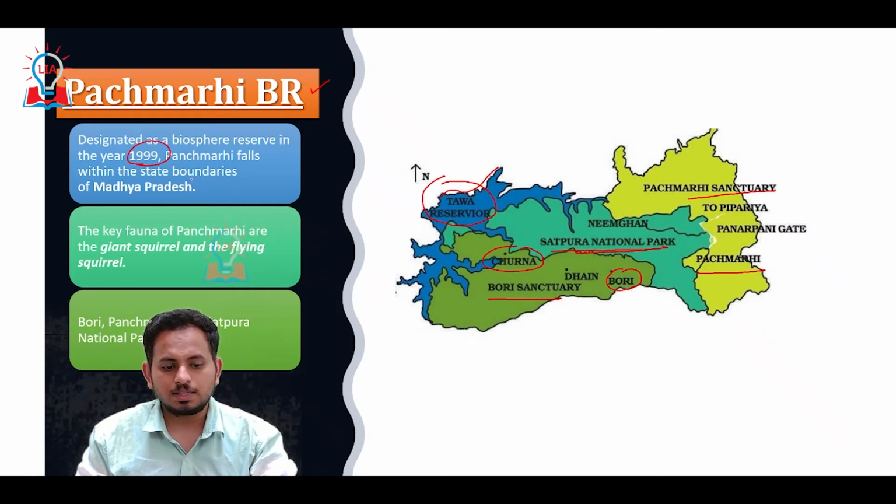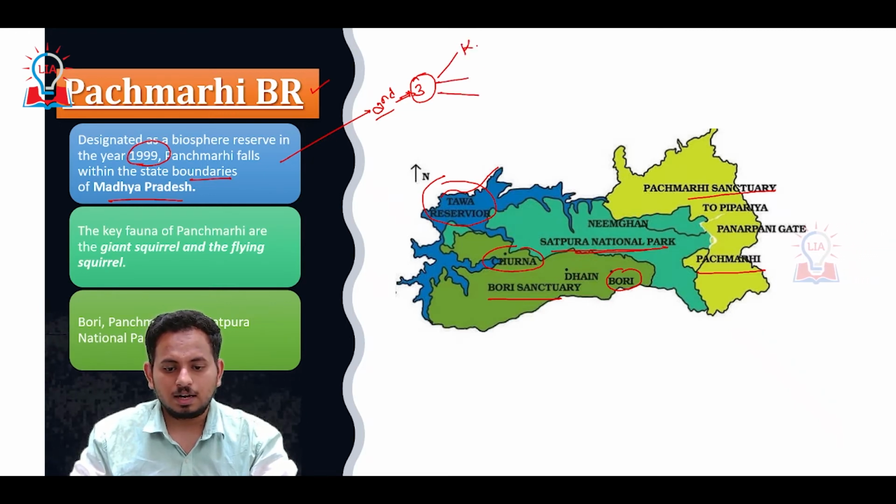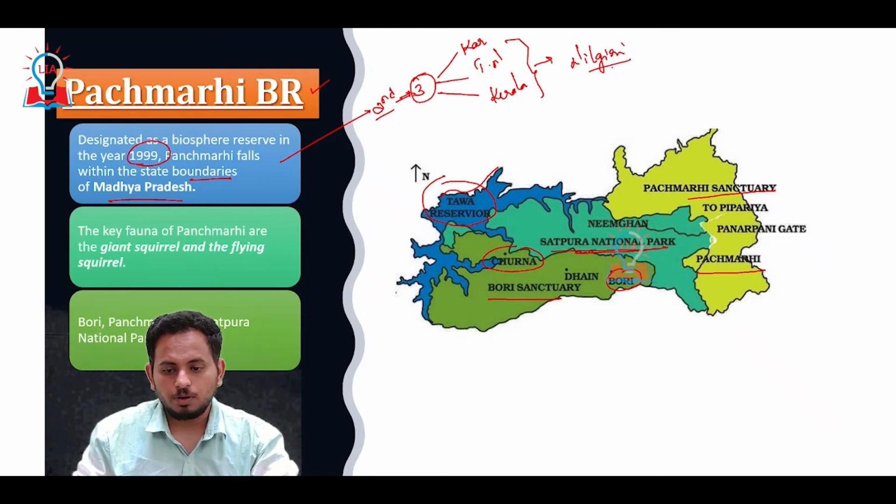Pachamarhi falls within the state boundaries of Madhya Pradesh, so this is not a transboundary Biosphere Reserve. Yesterday in our second video, we discussed a Biosphere Reserve at the confluence of 3 states, which is transboundary across Karnataka, Tamil Nadu and Kerala. This particular Biosphere Reserve is the Nilgiri Biosphere Reserve. I hope you remember this.